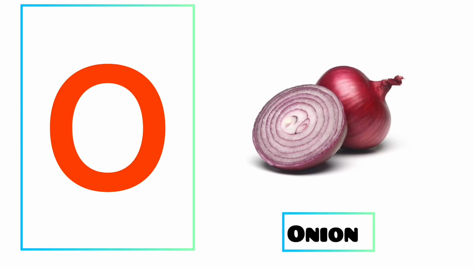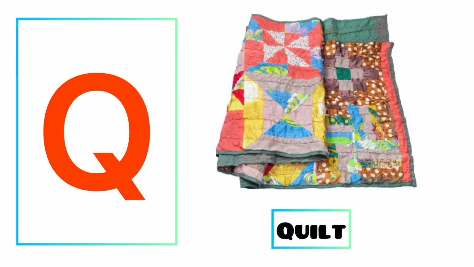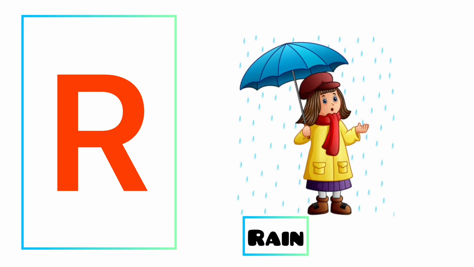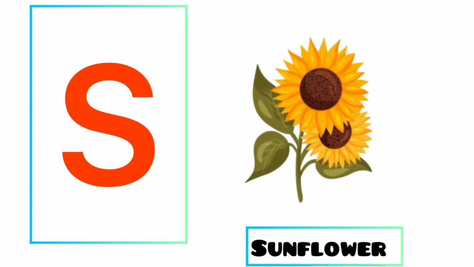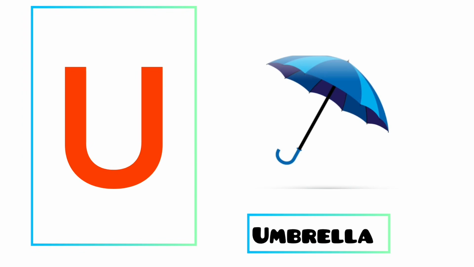O for onion. P for parrot. Q for quilt. R for rain. S for sunflower. T for truck. U for umbrella.